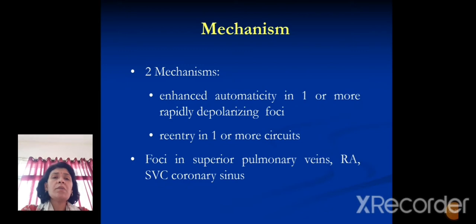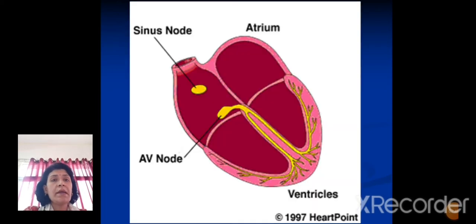Regarding the mechanism of atrial fibrillation, either there can be enhanced automaticity in one or more rapidly depolarizing foci in the atrium, in the superior vena cava or in the pulmonary veins, or there is re-entry in one or more of the circuits which are carrying the impulses. Foci can be there in the superior pulmonary veins, right atrium, superior vena cava or coronary sinus.